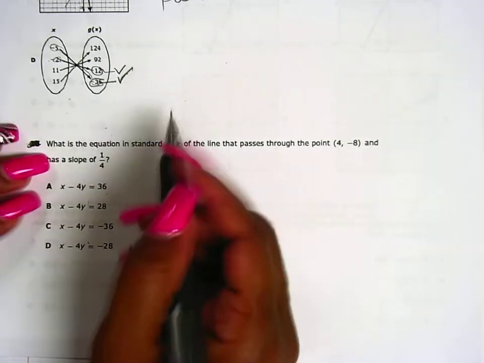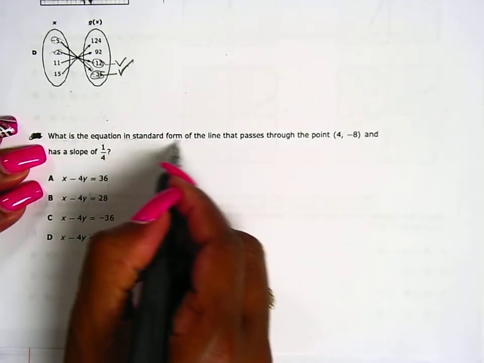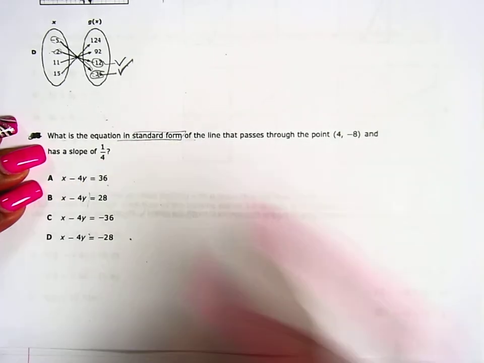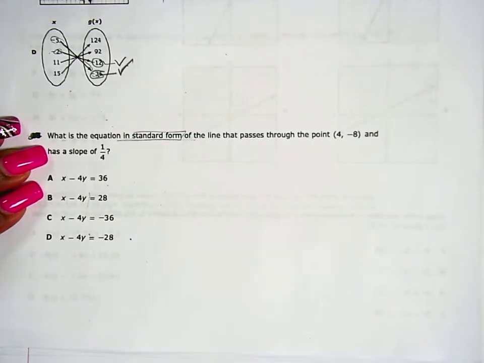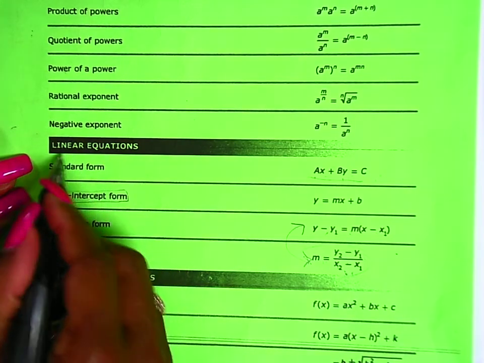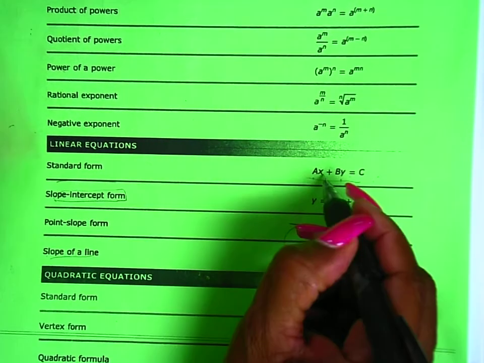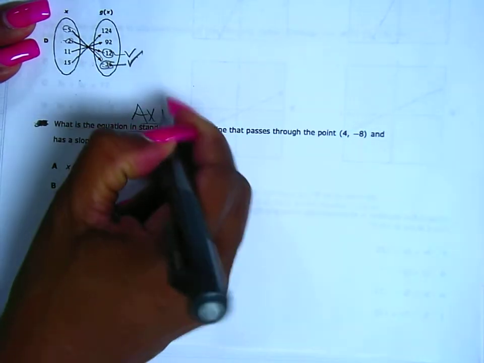So let's read this. What is the equation in standard form? Standard form, hold up. Let me look at that. I remember that word. It was on my formula chart. Standard form, linear equation, that's what we're talking about. Let me write that down. AX plus BY equals C.